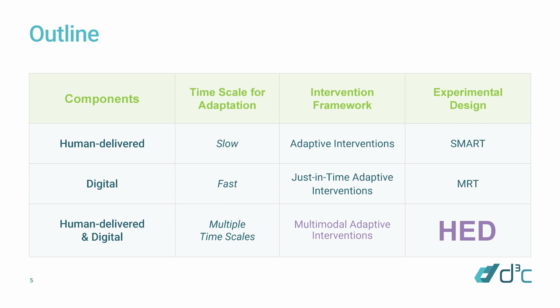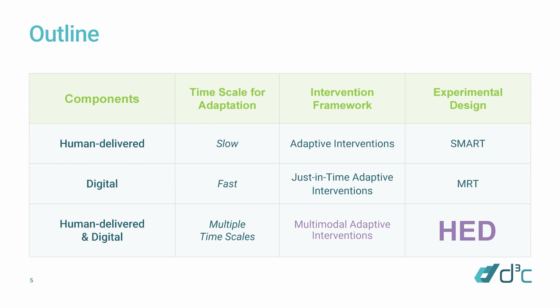So what I'm going to do in my part, I'm going to start by telling you more about adaptive interventions, just the background, and the SMARTs. Then I'll tell you about JEDIs and the MRTs. And then I'm going to show you how these concepts are connected to multimodal adaptive interventions and the hybrid experimental designs. I'll show you how hybrid designs can help you answer scientific questions about how to best construct multimodal adaptive interventions. Interventions in which human-delivered and digital components are integrated and adapted on multiple timescales, slow and fast. Okay, so that's the overview.